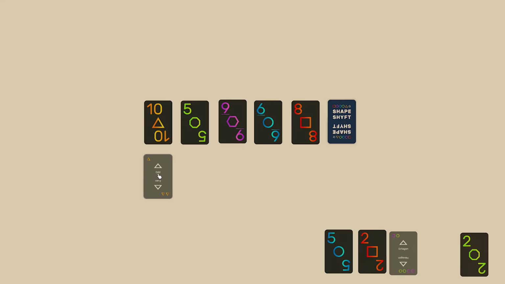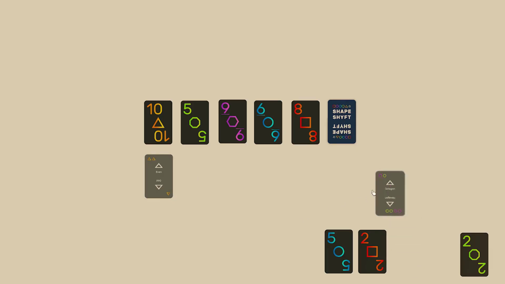Now we also have to keep in mind the orientation of the card, because it may need to be rotated. In this case, we see here the word odd is pointing upward, and the word even is pointing downward. And because the 10 is an even number, the card needs to be rotated to this orientation in order to be attached correctly.